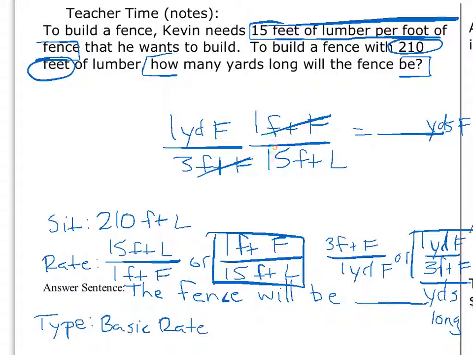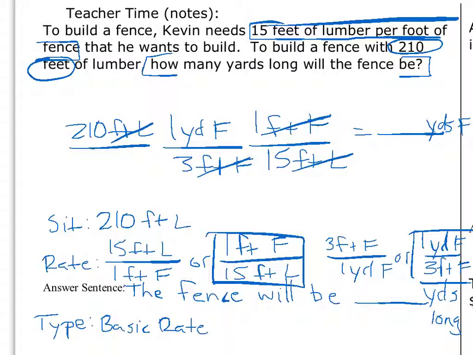Yeah, we still got feet of lumber. Good news is, what can we use to cancel out that feet of lumber? Brenda. Yeah, the 210 feet, our situation here. 210 feet of lumber. So now the feet of lumber cancels out with the feet of lumber. Now our units all line up.